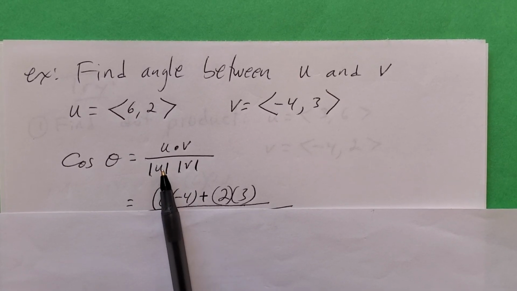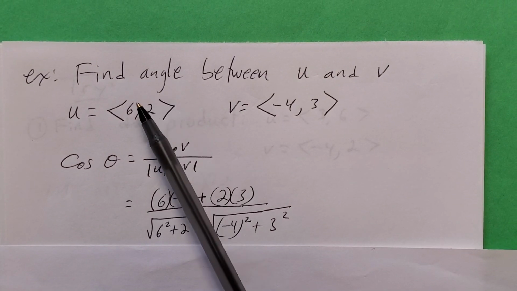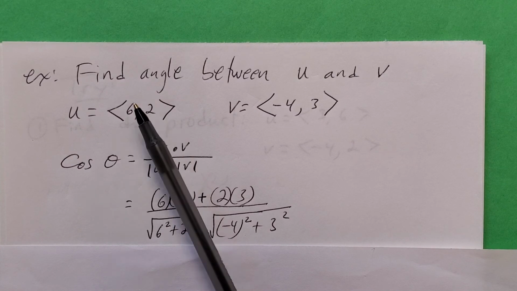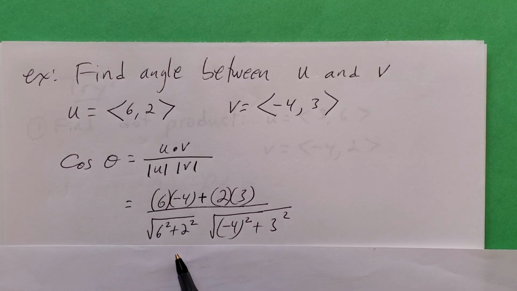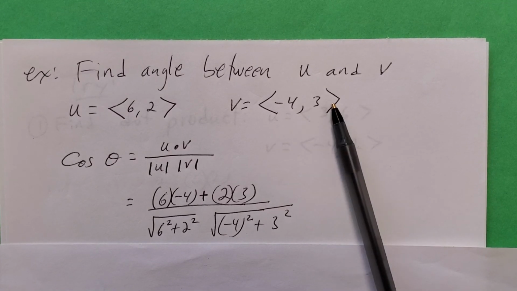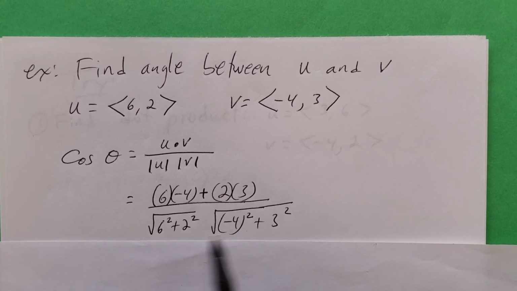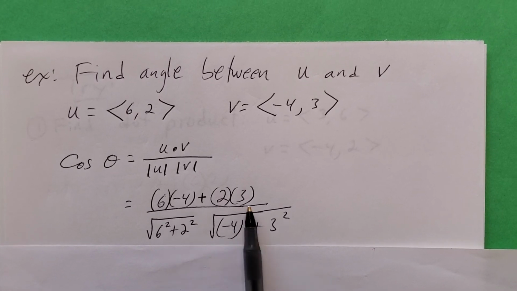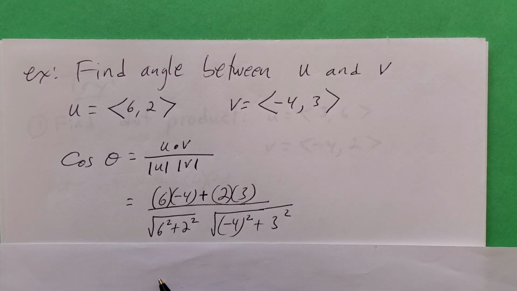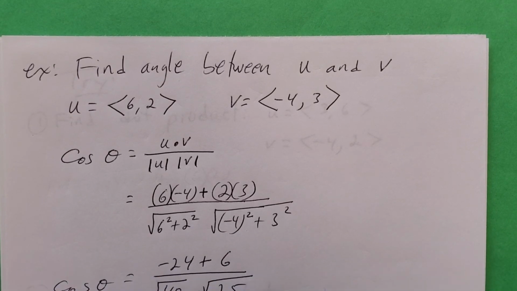What's the magnitude of U? Well, remember how we did it? It's 6 squared, 2 squared, add them, and then square root. Now let's do V. -4 squared, 3 squared, add them, square root. There it is. So this is the magnitude of U, magnitude of V. And this is the dot product of U and V. Okay? Calculator in your head, whatever. You get this.